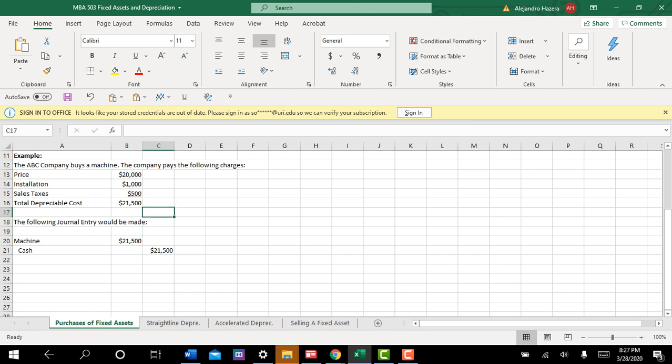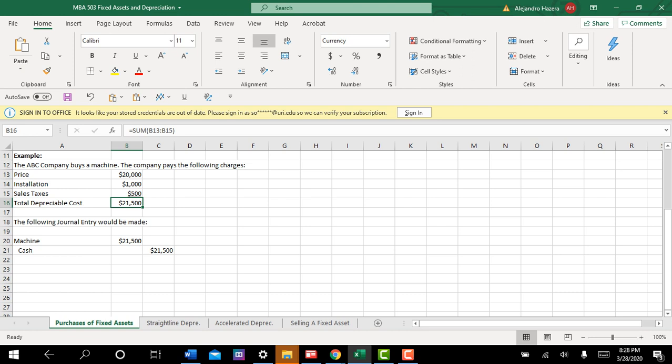But keep in mind that this 21.5 includes both the installation and sales taxes. So that means that rather than just depreciating $20,000 over the useful life of the asset, you're going to depreciate 21.5. So by adding the charges for installation and taxes into the total cost of the asset, you're going to be depreciating more over the useful life of the asset.